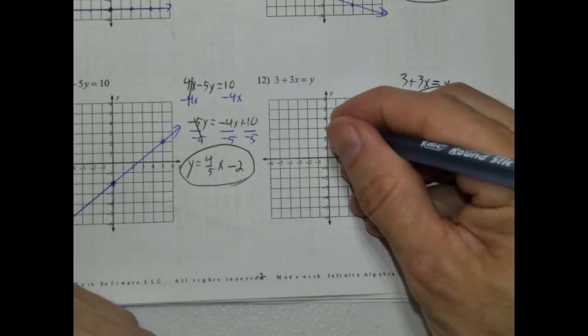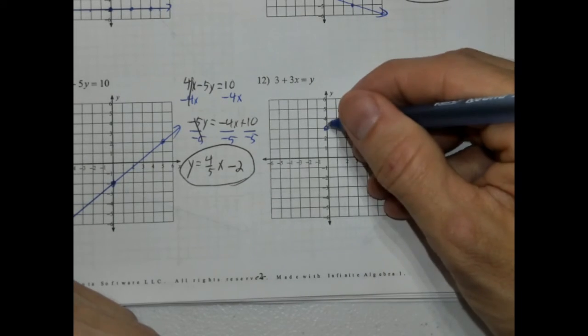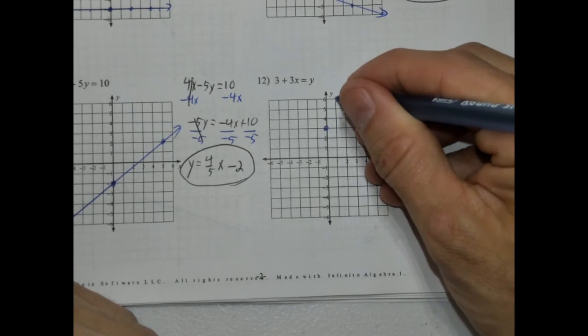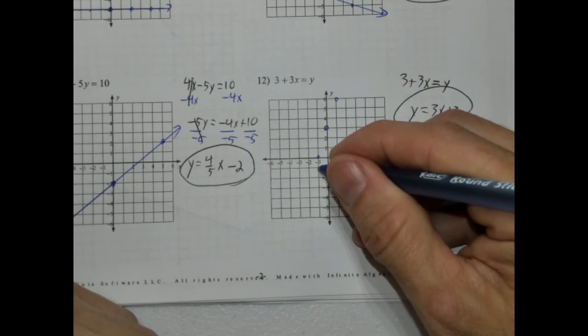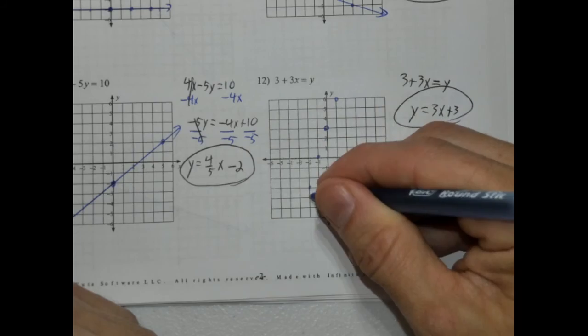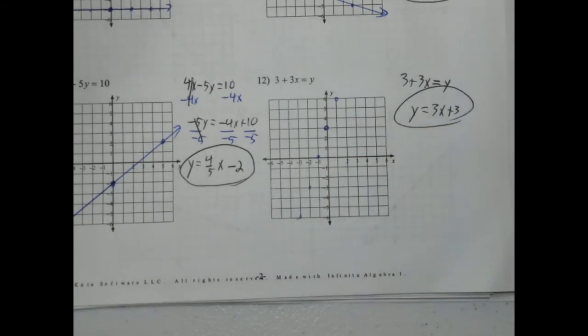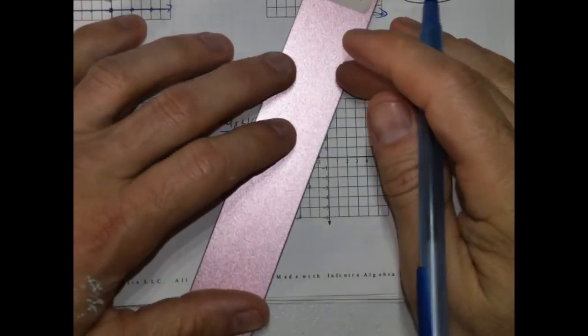So 3 is the y-intercept, and 3 over 1, so we're going to go up 3 over 1, and down 3 left 1, and again, 1, 2, 3 left 1. There we go. Alright.